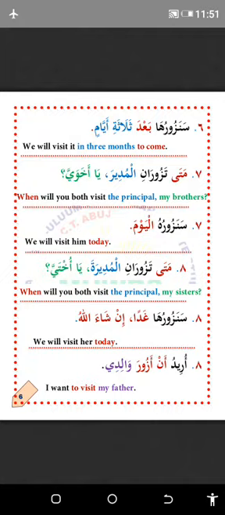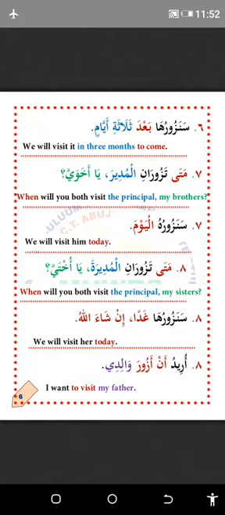يا أختي, my sisters. Now the response. سنزورها غدا إن شاء الله. سنزورها, we will visit her tomorrow. إن شاء الله, by Allah's will. غدا means tomorrow, while اليوم means today.